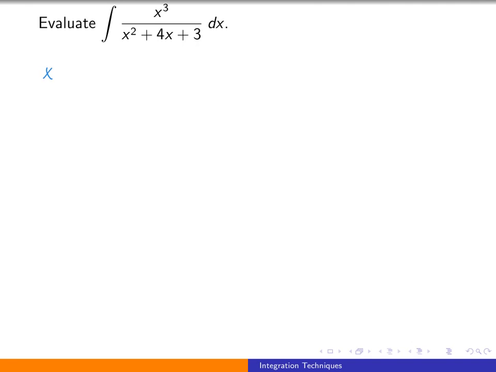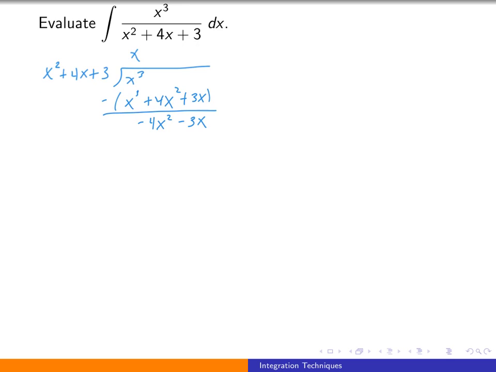So we need to take x squared plus 4x plus 3 and divide it into x cubed. So we ask ourselves, x squared multiplied by what gives us x cubed? And the answer is x. So we subtract away x multiplied by that function x squared plus 4x plus 3. So we're subtracting away x cubed plus 4x squared plus 3x. When we do so, we're left with minus 4x squared minus 3x.